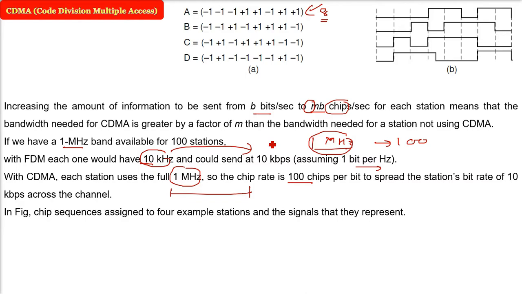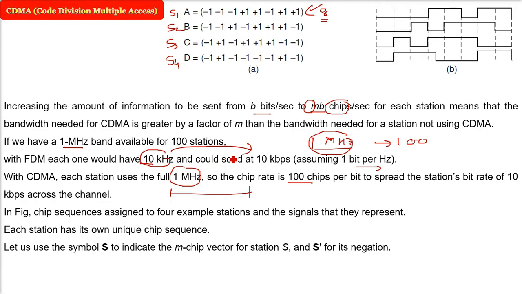So in the chip sequences A, B, C, D, we have assigned them to 4 example stations and the signals that they represent. These are 8-bit chip sequences, arbitrary chip sequences we have given, but these will have a special property. Two stations will not have the same chip sequence. Each station has its own unique chip sequence. Okay, S1, S2, S3, S4 are the 4 stations, and A, B, C, D are the chip sequences. Let us say S is the M-chip vector for station S.